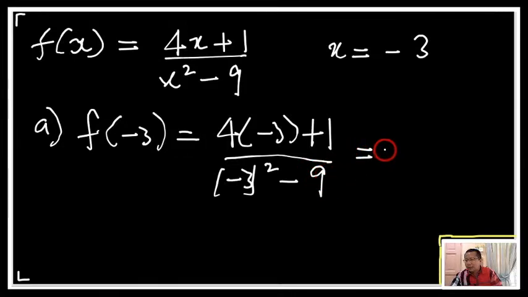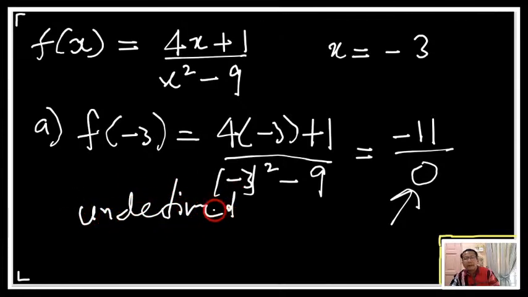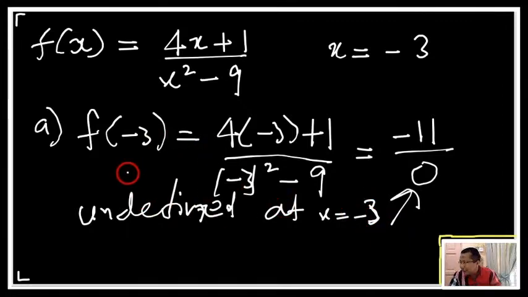So this one is equal to minus 11 over 0. If you have 0 over not 0, the answer is 0. 0 over 0, you need to do something else. If polynomial over polynomial, you do factorization and so on. But if you have not 0 over 0, the function is undefined. Undefined at x equal to minus 3. It means that you cannot get the answer if you substitute negative 3 into x.